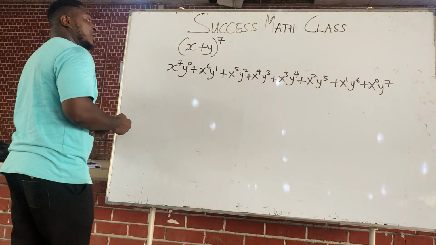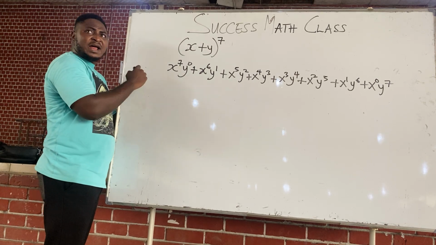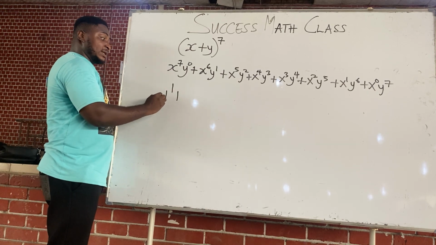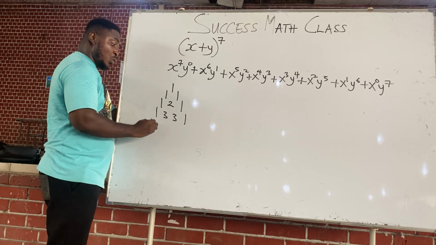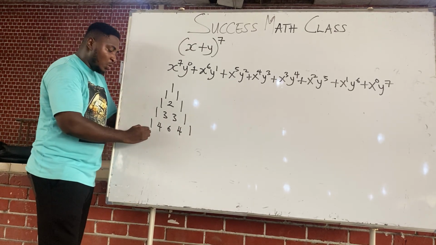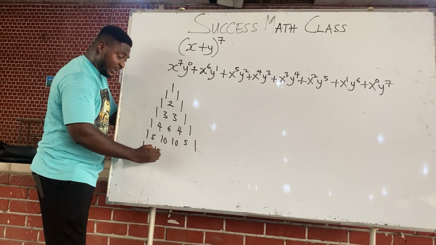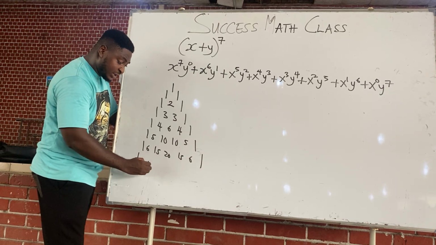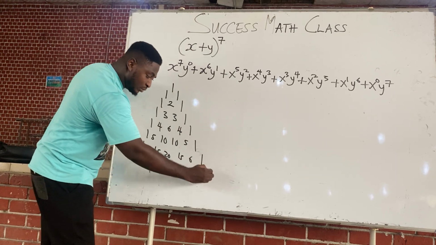Class, at any point in time in your exam under binomial expansion, you need to write out your Pascal's triangle. In the other class we were in, this is the third class for only today. 1; 1, 1; 1, 2, 1; 1, 3, 3, 1; 1, 4, 6, 4, 1. This is not new to you again. 1, 5, 10, 10, 5, 1. 1, 6, 15, 20, 15, 6, 1. 1, 7, 21, 35, 35, 21, 7, 1.